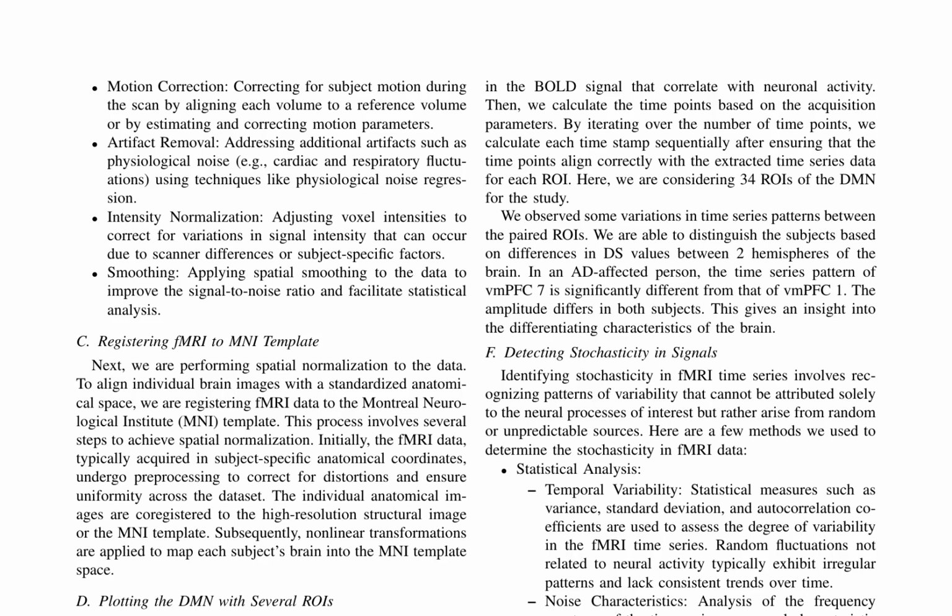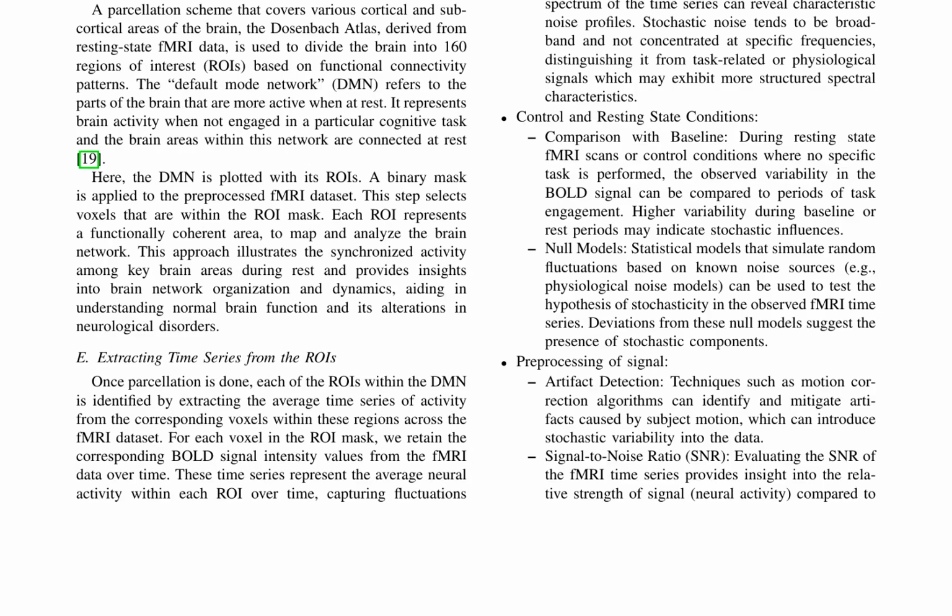Registering fMRI to MNI template. Performing spatial normalization to align individual brain images with a standardized anatomical space, the Montreal Neurological Institute, MNI, template. This process involves several steps to achieve spatial normalization, including preprocessing to correct for distortions and ensure uniformity across the dataset, co-registering fMRI data to the high-resolution structural image or the MNI template, and applying nonlinear transformations to map each subject's brain into the MNI template space.